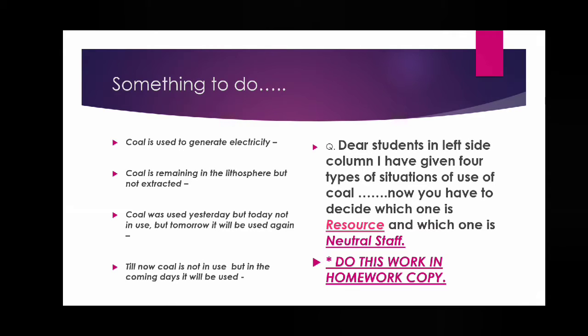And the last one, till now coal is not in use but in the coming days it will be used. That means till now no function of this coal, but we are expecting that in the coming days it will fulfill our needs and demands. That means what? Till now no function, till now not doing any work for us. That's why it is also neutral stuff. So first one is resource, second one is neutral stuff, third one is resource, and fourth one is neutral stuff. Complete. So now come to the next.